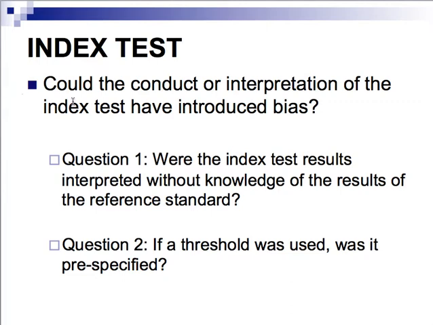So the second set of questions have to do with the index test, or this is the test that you're interested in proving or understanding its efficacy or errors associated with applying it in the clinic. And so, could the conduct or interpretation of the index test have introduced bias? So is there some way that they're performing the test that biases the results somehow? And then we have two questions for that.